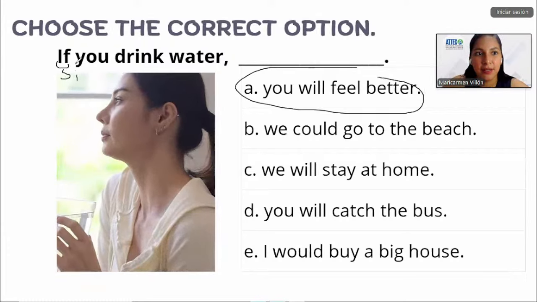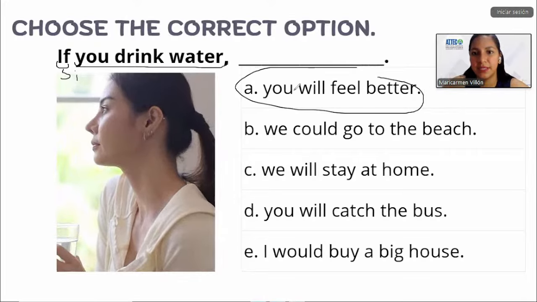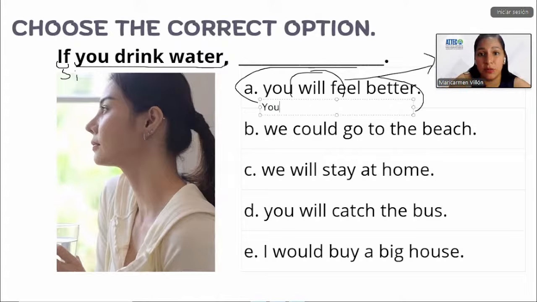Si, ¿qué cosa? ¿Cuál es la condición? Si tú tomas agua, you will feel better. Tú vas a sentirte mejor. Will is first conditional. O acuérdense también que el resultado puede empezar también al inicio. Usted puede decir, you will feel better if you drink water. La única diferencia de empezar con el resultado primero es que usted no va a agregar una coma. You will feel better if you drink water. Ambas están correctas. Ok.